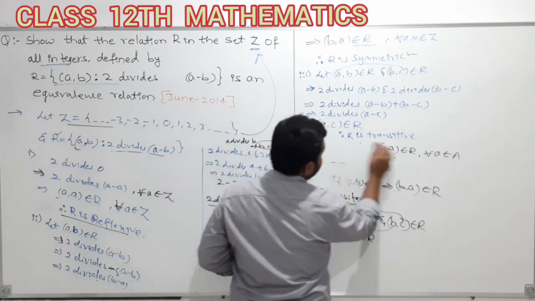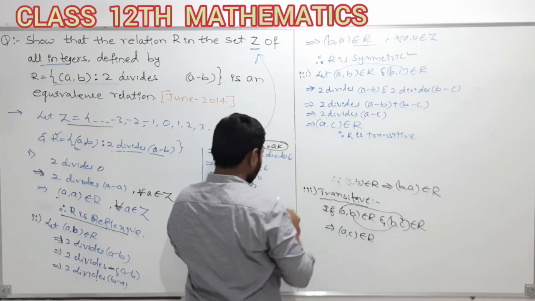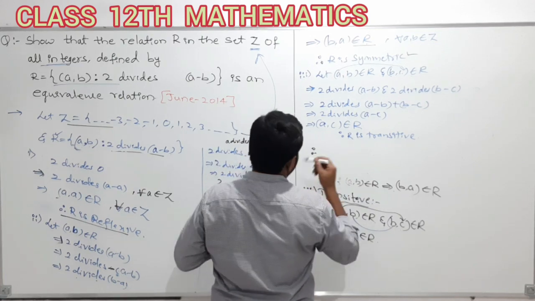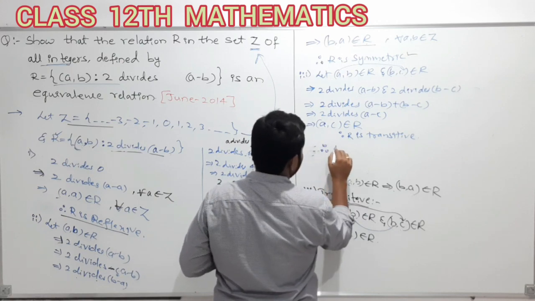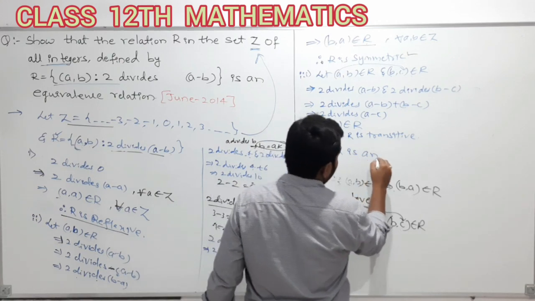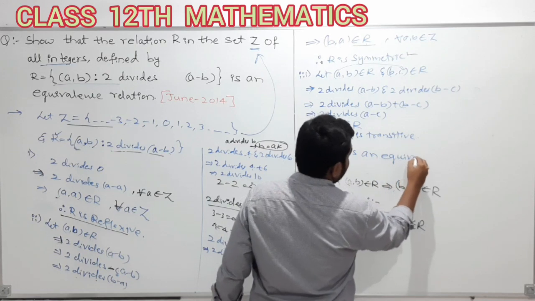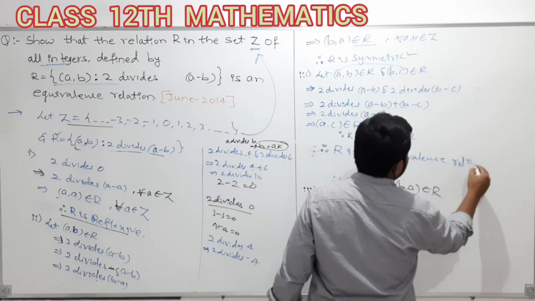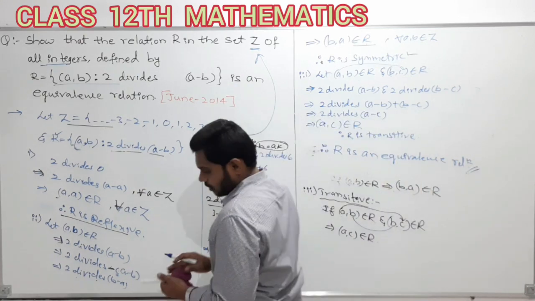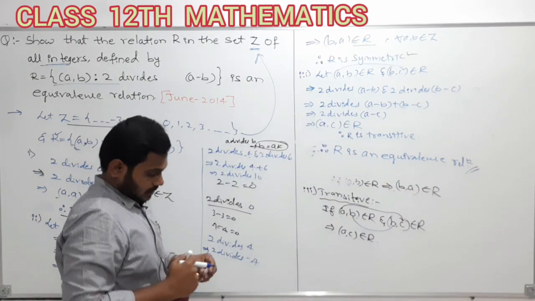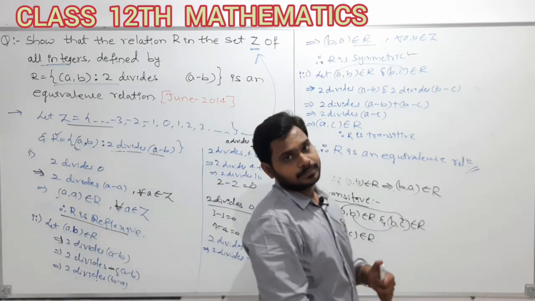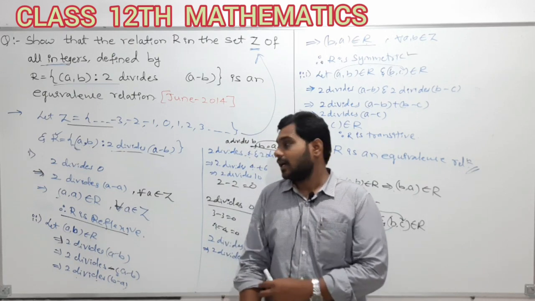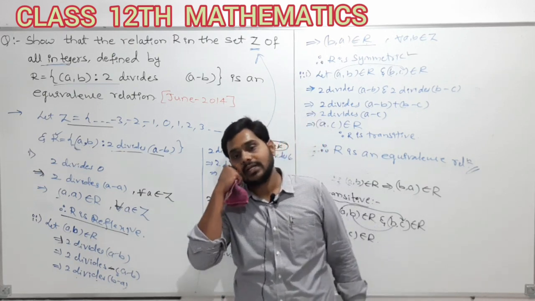So I'll write here it is. Therefore, I'll use this color. Therefore, R is an equivalence relation. Like this you should solve, my dear students. Am I clear? I hope you understood. Still, if you have any doubts you can comment, I'll reply to that. And next question I'm going to write.